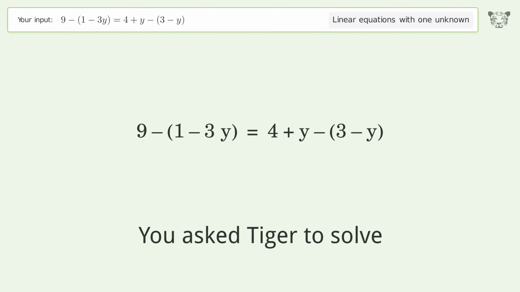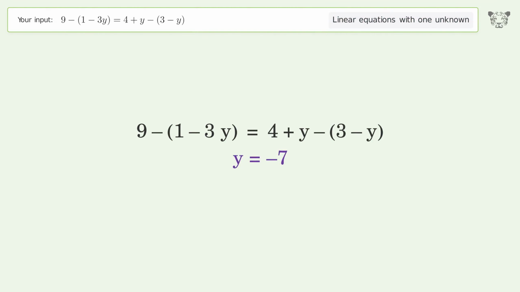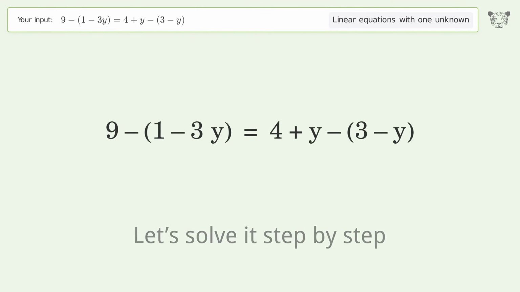You ask Tiger to solve this. This deals with linear equations with one unknown. The final result is y equals -7. Let's solve it step by step.